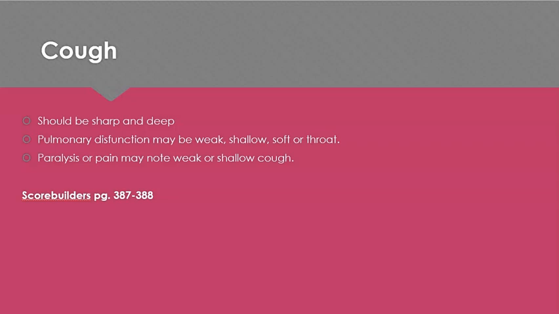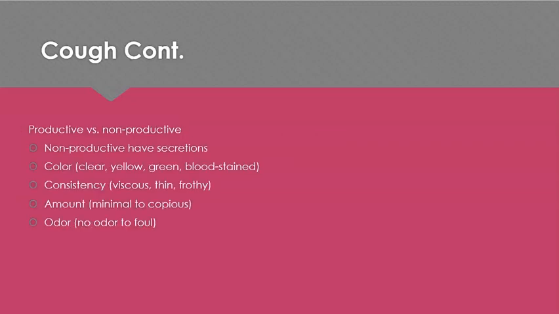The next thing we're talking about is productive versus non-productive cough. You want to make sure whether you're going to have secretions. The color could be clear, yellow, green, or blood stained. Also note the consistency of what it looks like, the amount, whether minimal or copious, and the odor: no odor, or is it foul?